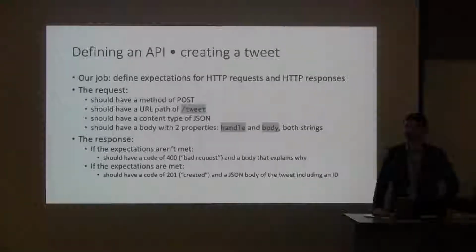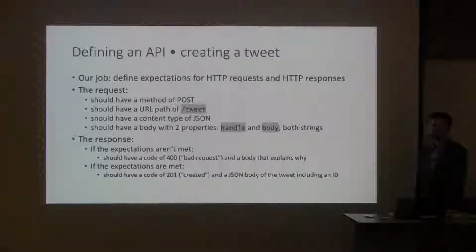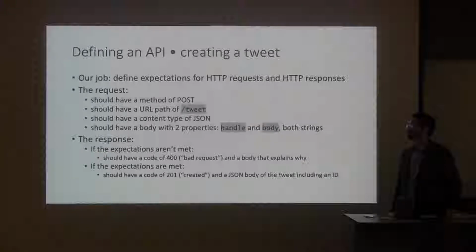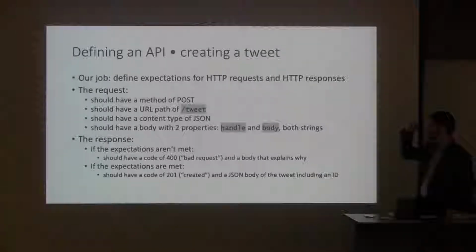So in this case, we're talking about creating a tweet. That's the endpoint that we're defining. And we're going to say that the request should have a method of post. It should have a path of tweet/tweet. It should have a content type of JSON. The content type goes along with the body, so we know that there is going to be a body with this request. And the body is going to be JSON, and it should have 2 properties, handle and body, both of which are strings.